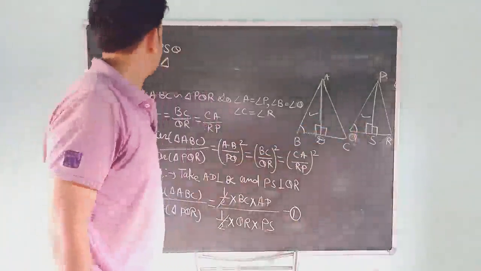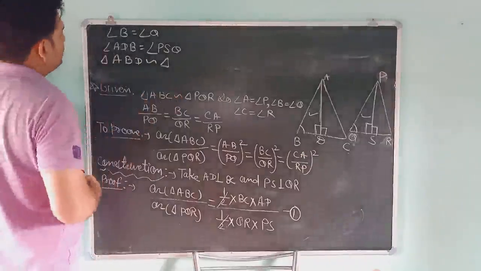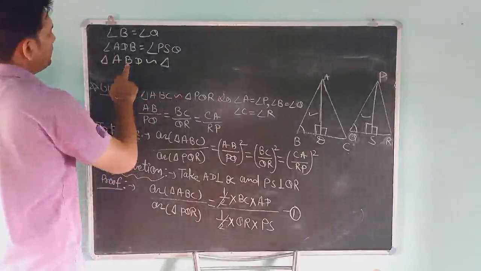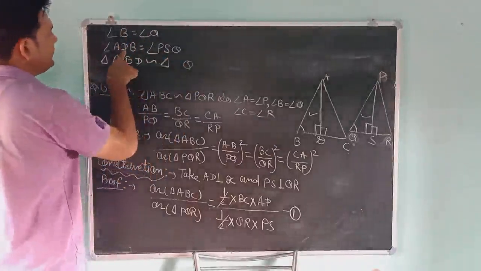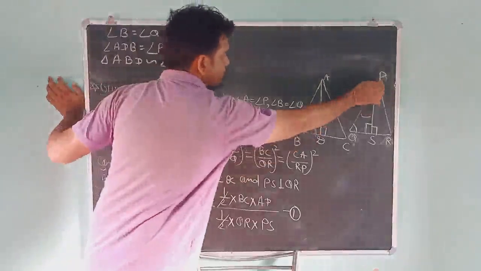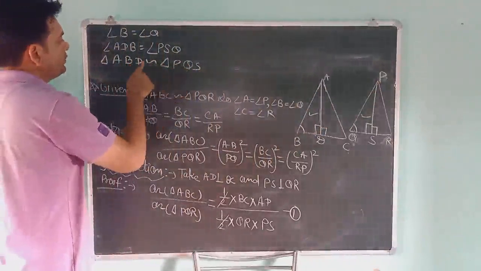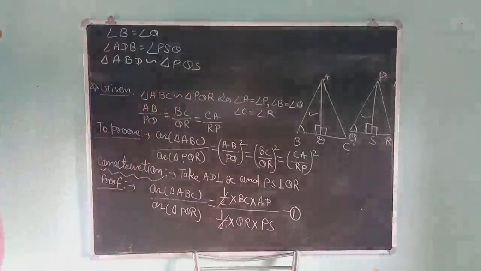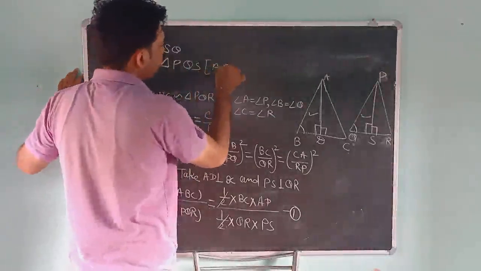Name of this triangle you will write. Angle A, I don't know. B is equal to Q, so here I will write Q. D is equal to S, so here I will write S. Remaining point is P. So students, A is equal to P, B is equal to Q, and D is equal to S. So students, both triangles are similar by AA similarity.